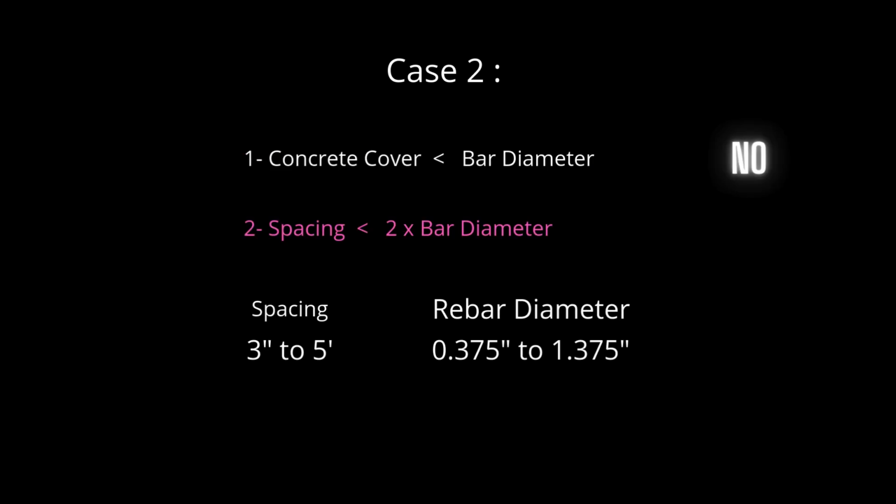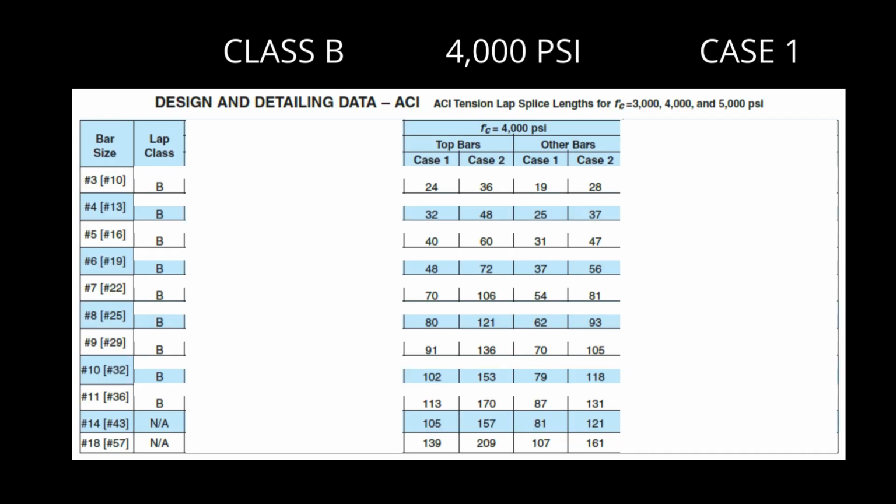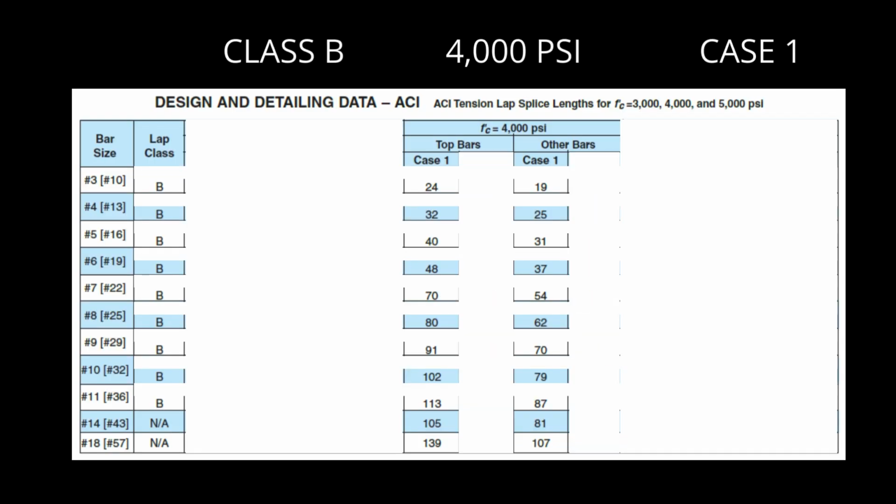Second condition of Case 2 is if spacing is less than 2 times the bar diameter. When you multiply largest bar diameter by 2, 1.375 inches times 2 equals 2.75 inches, and minimum rebar spacing is 3 inches, and it is bigger than 2 times of any rebar diameter. So we can say Case 2 doesn't apply for common residential and commercial buildings. Now we can cross out Case 2 values. And finally, this is our lap splice table for this lesson.